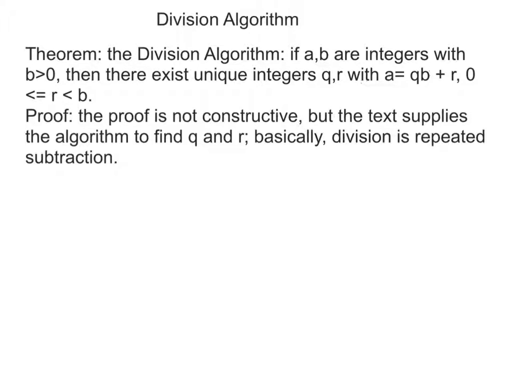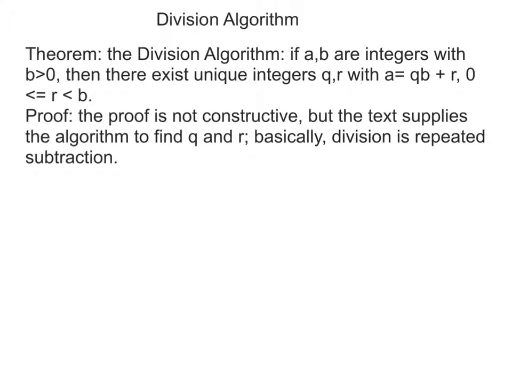So this is a fact you've been familiar with since you learned how to divide in 2nd or 3rd grade. Basically, if you have two integers, a is equal to some quotient times b plus a remainder. The proof is not constructive. In other words, it does not tell you how to find q and r, but the text supplies you an algorithm to find q and r, and basically that algorithm is to treat division as repeated subtraction.